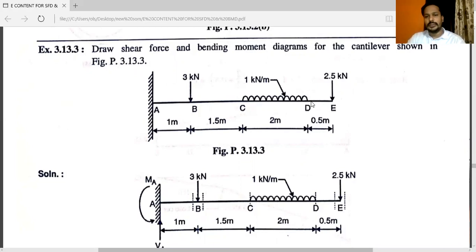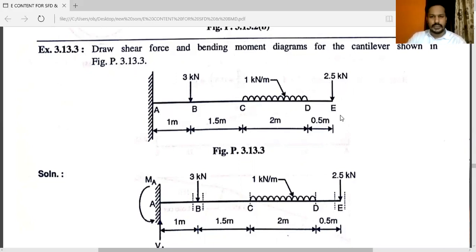D to E, there is no force. At point E, a vertically downward force is given, that is 2.5 kilonewton. You have to draw the shear force and bending moment diagram for the cantilever. This is the cantilever case.